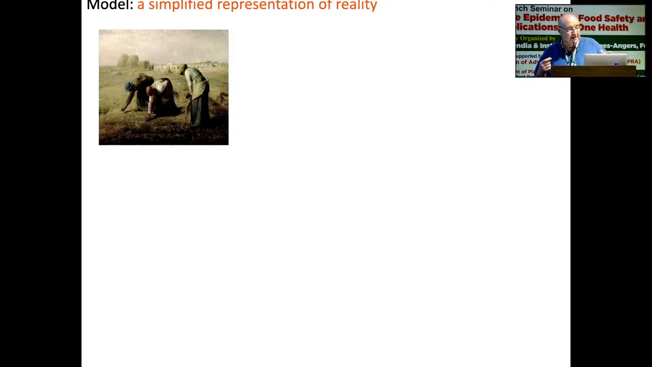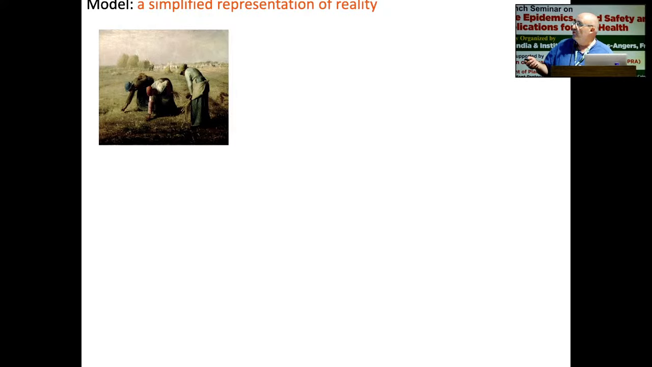So using that, I will try to show you some ideas about modeling using a famous painting from a French painter of the 19th century. I don't know if you have ever seen this painting. It's called The Gleaners by Millet. Do you know what the gleaners are? They are people who go on the field to pick up the grains that were left after harvest. So here you have three ladies who pick up grains after harvest.